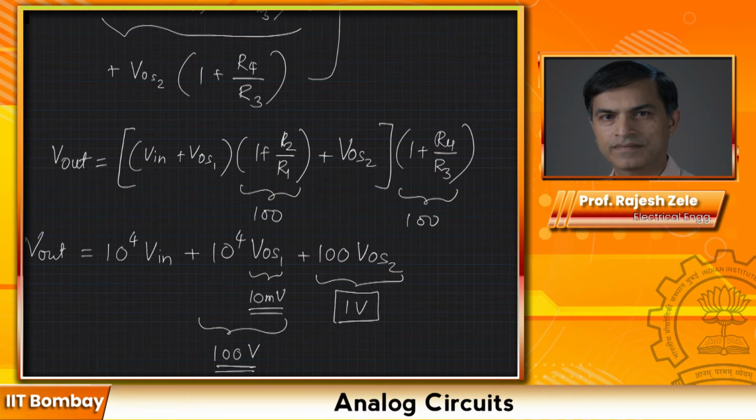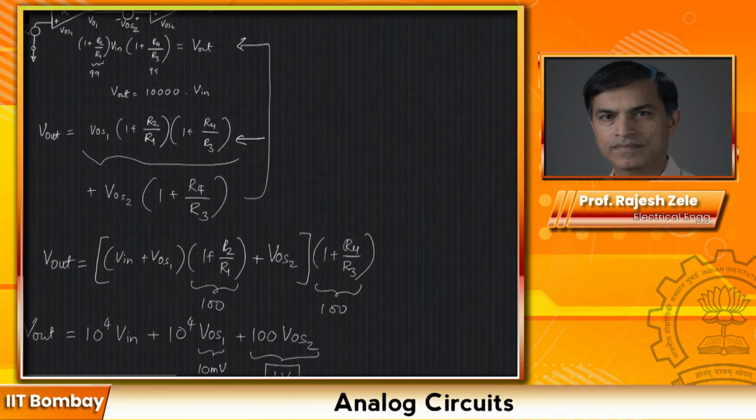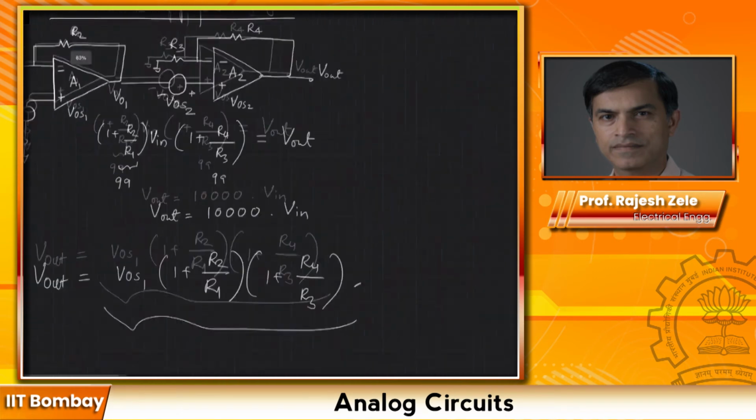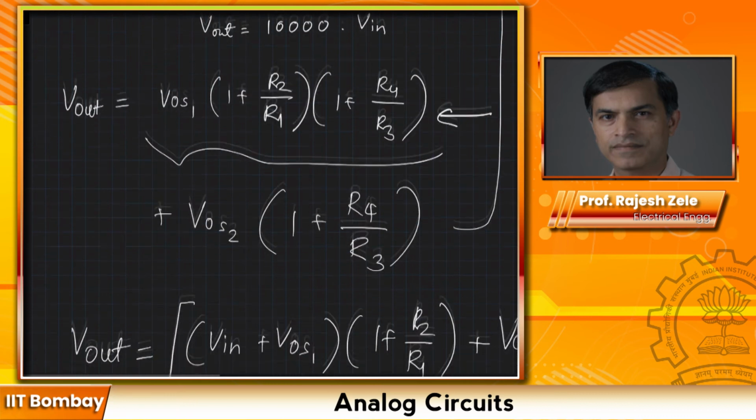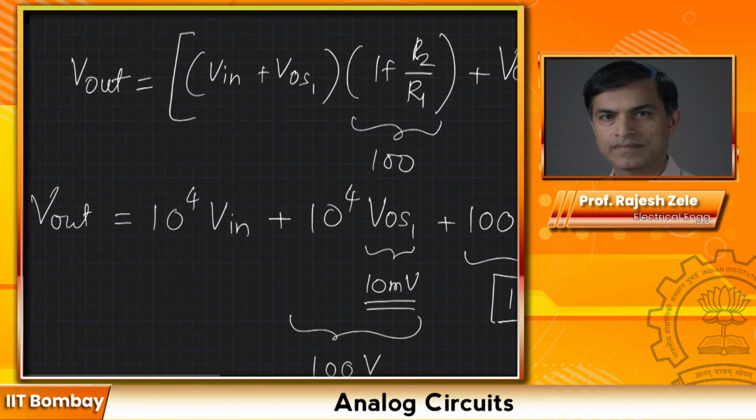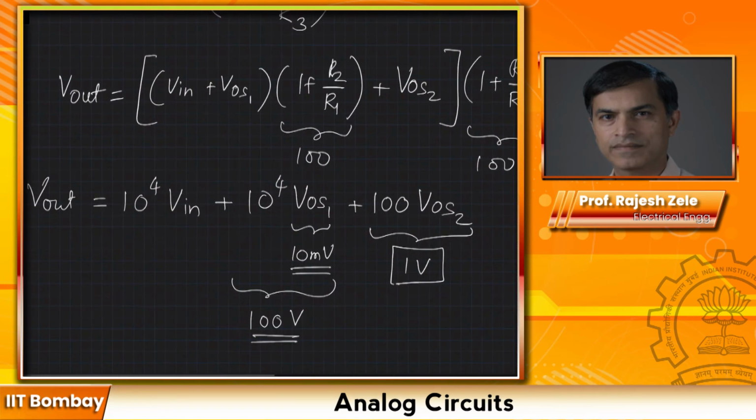Okay, so the quick thing to note here is that let's say you have a series of amplifiers, just like what we have done here, cascaded amplifiers, then the offset of the first stage dominates because it goes through a lot more gain. Okay, so in this particular case the offset VOS1 will dominate the output. So you have to be aware of impact of offset voltage.